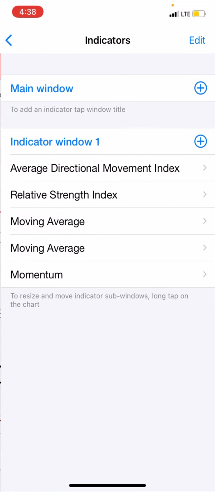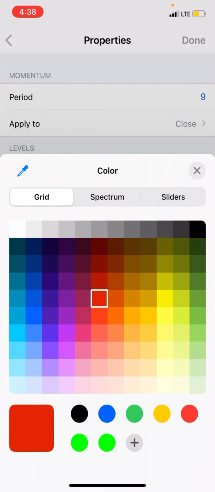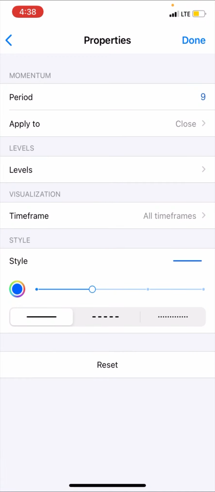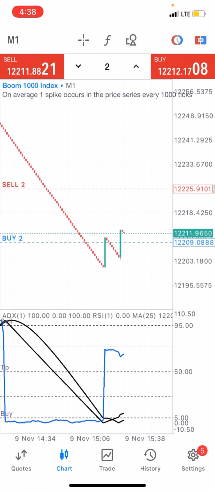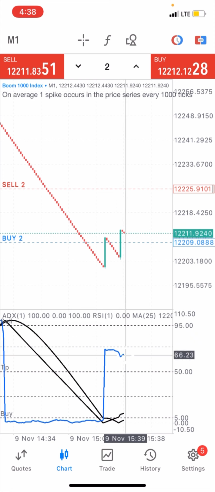All right, the next one should be the momentum. This is the master of them all. Period 9, apply to close, no levels needed, all time frames. Style should be any color of your choice. All right, use any color of your choice as far as it is visible on your screen. Okay, so I have a red color here. I can decide to change it to say blue. All right, and I'm good. All right, so that's why you're seeing the blue line here, and your whole strategy is set up right now.